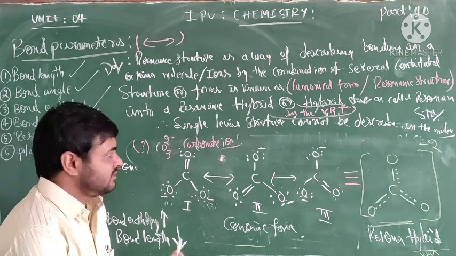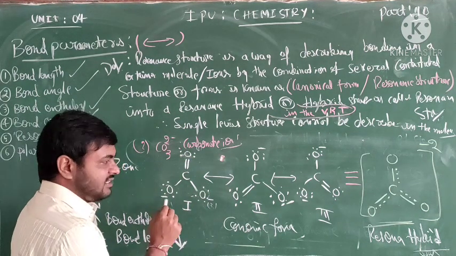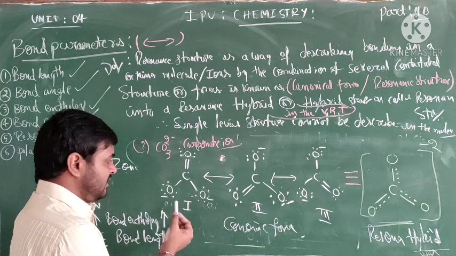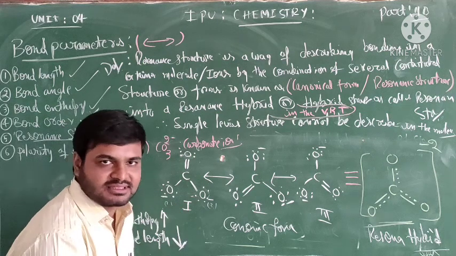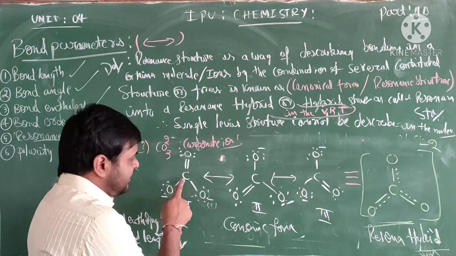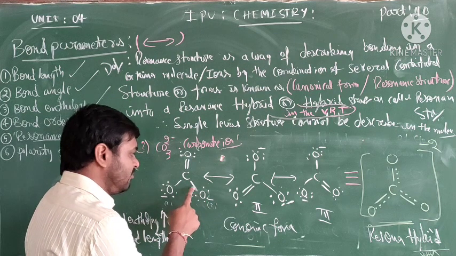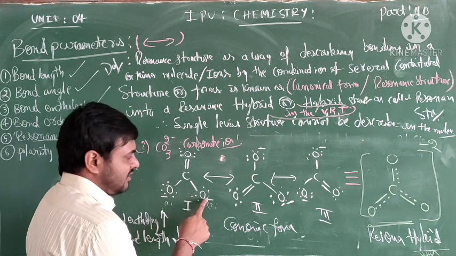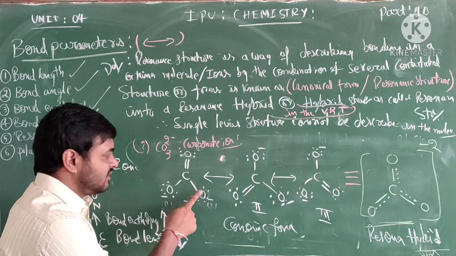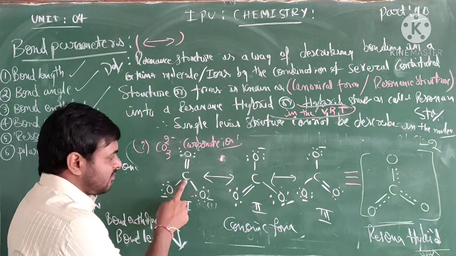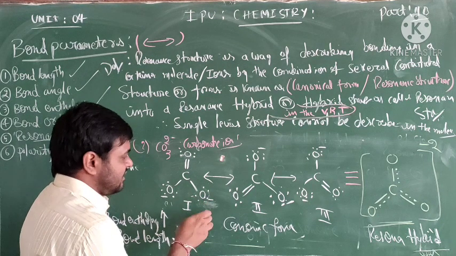The minus charges, having two minus charges, are represented in a canonical form on the two single bonded oxygen atoms of carbon. Where the carbon and oxygen have a single bond, the minus charge comes on that oxygen, because oxygen is more electronegative than the carbon atom.